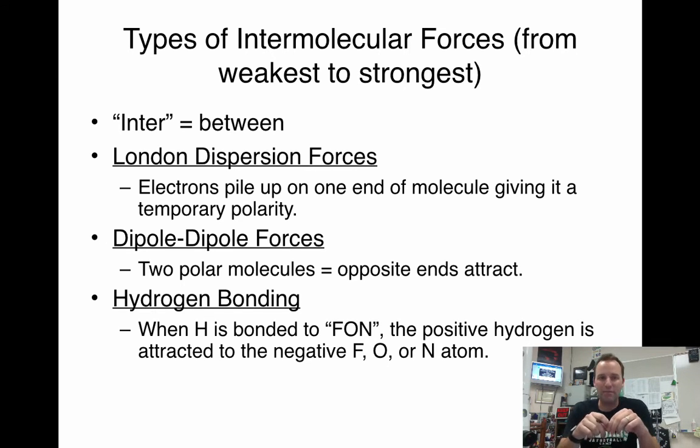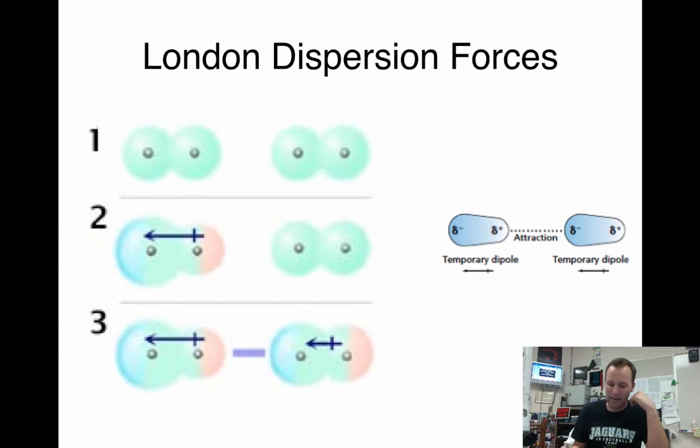In LDF, or London dispersion forces, basically the electrons pile up on one end of the molecule and give it a temporary polarity. So let's take a look at a picture here. Here we have, at the very beginning, two molecules that are right next to each other. Temporarily, some electrons, which are negatively charged, pile up on one end of the molecule over here. Okay? And so now you can see what they're trying to show here is a positive end of the molecule pointing towards the negative end of the molecule. And this one still remains the same.